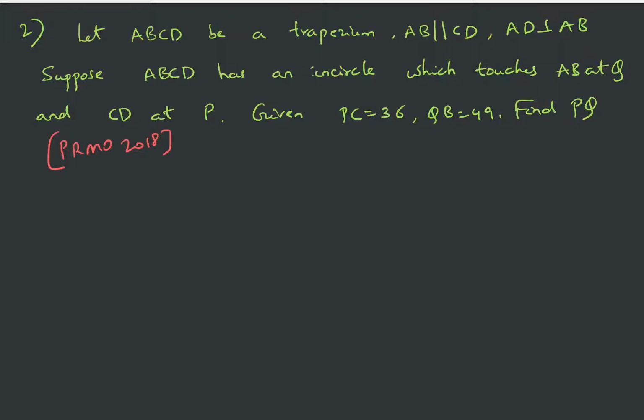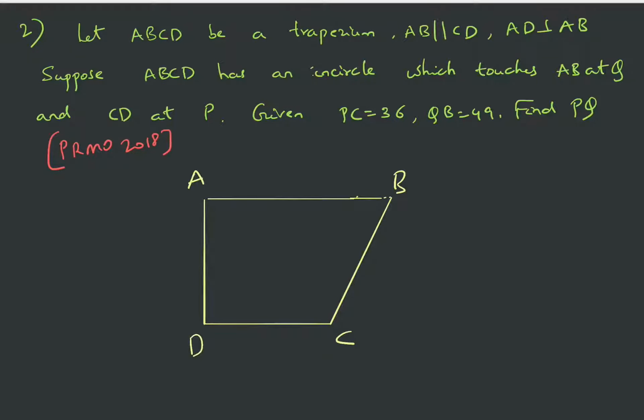Yes, so let us solve this problem. There is a trapezium in which AB is parallel to CD, and AD is perpendicular to AB. So the figure would be something like this. This is AB, CD. These two sides are parallel, AB and CD, and this is perpendicular.